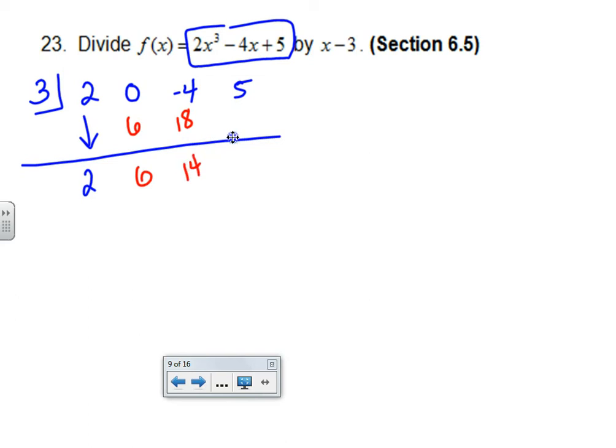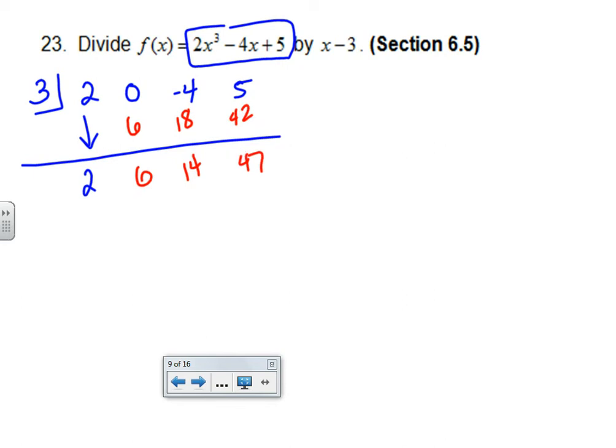Where are we at? Let's see. I did something wrong. Oh, no I didn't. Never mind. 42. Add that together and you get a 47.